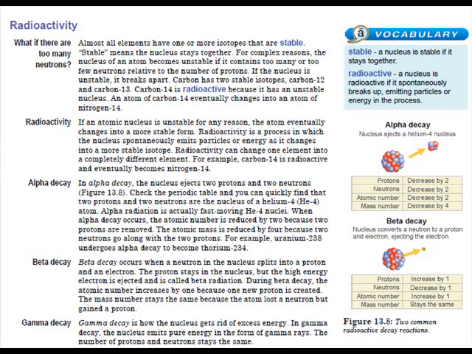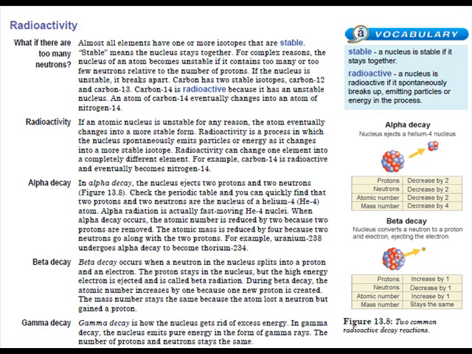Radioactivity. Almost all atoms have 1 or more isotopes that are stable. Stable means the nucleus stays together. For some complex reason, the nucleus of an atom becomes unstable if it contains too many or too few neutrons relative to the number of protons. If the nucleus is unstable, it breaks apart. Carbon has 2 stable isotopes, carbon-12 and carbon-13. Carbon-14 is radioactive because it has an unstable nucleus. An atom of carbon-14 eventually changes into an atom of nitrogen-14.